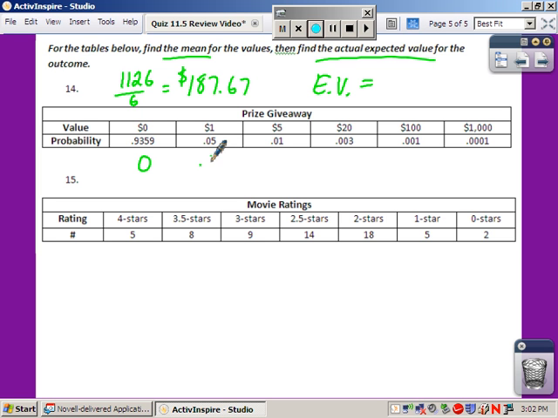The next one is 0.05. The next one is also 0.05. The next one is 0.06.